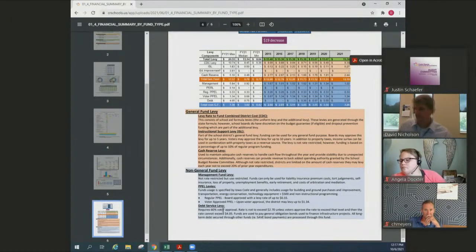Yep. And this is my own ignorance. So the SAVE fund is state money coming in? The state collects it. Yep, it's a state fund.